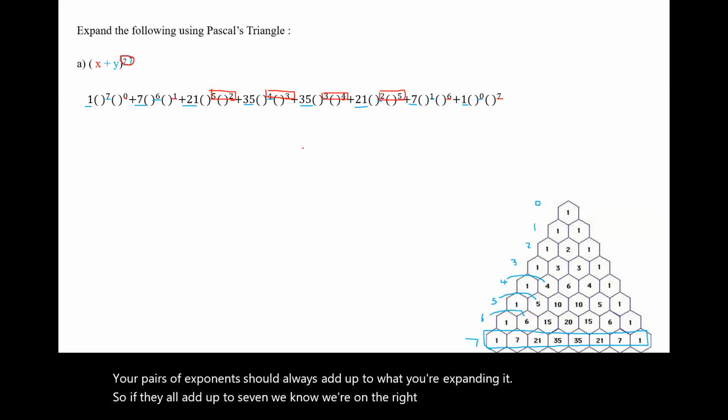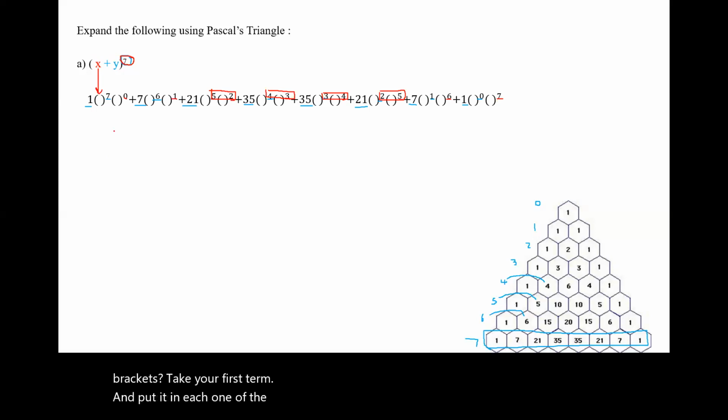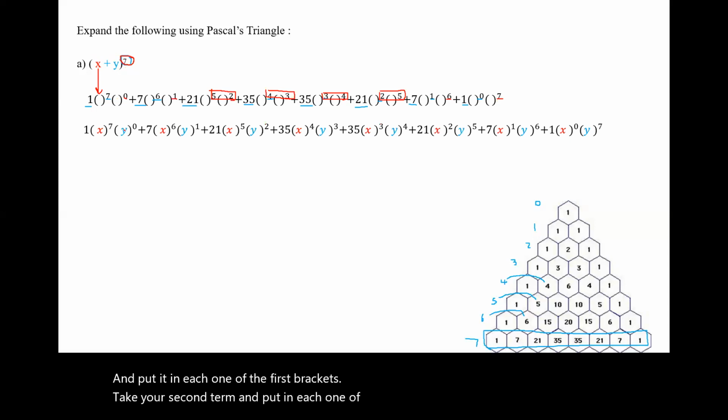Now what to do with these brackets? Take your first term and put it in each one of the first brackets. Take your second term and put it in each one of the second brackets. After that, we simply clean this up. 1x to the 7 times 1. 7x to the 6 times y. 21x to the 5 times y squared.